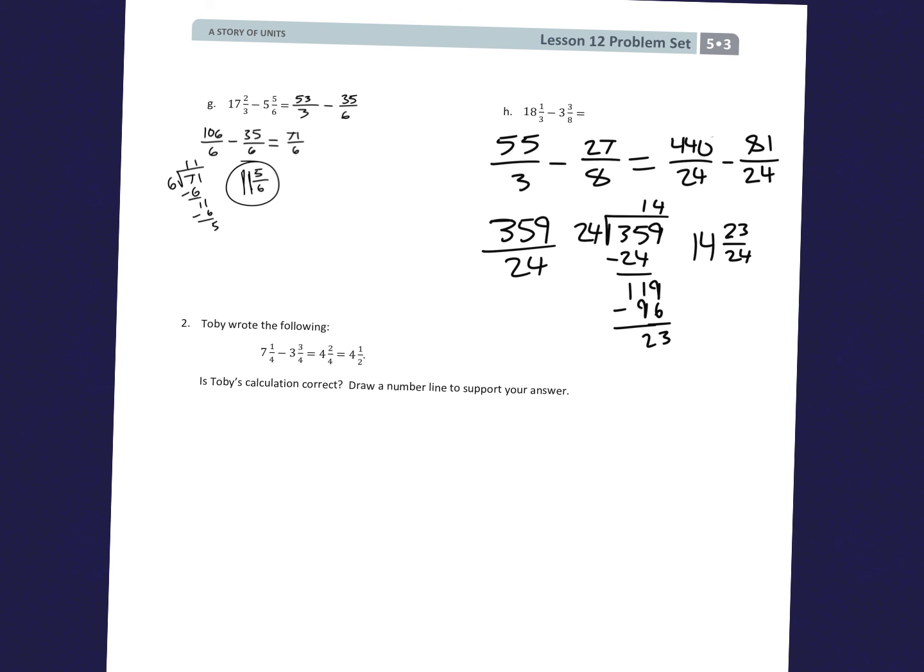Here we have the answer right here. We got 11 and 5/6 and 14 and 23 twenty-fourths. Kiss your brain if you got those right. If you didn't get them right, check your answer. See what I wrote, see what you wrote. And then if you did everything right, that's perfect.